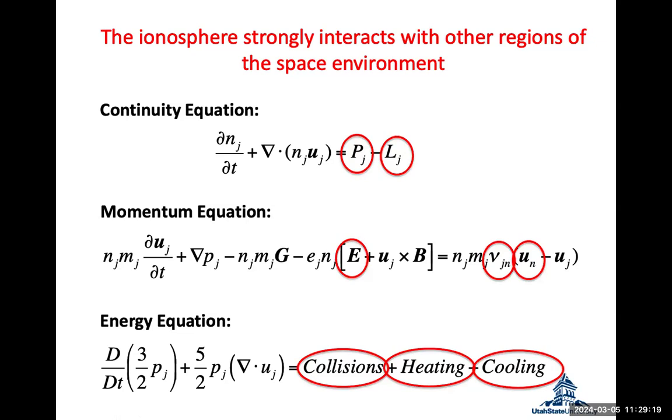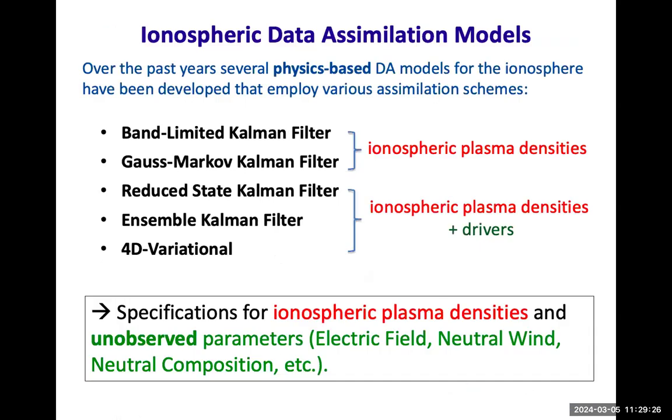So it's maybe not a surprise that a whole zoo of models has emerged over the years. And I'd like to focus a little bit on the physics-based data assimilation models for the ionosphere. I'll also come to some others in a second. Like I said, some of these models are just going after the ionospheric plasma densities.